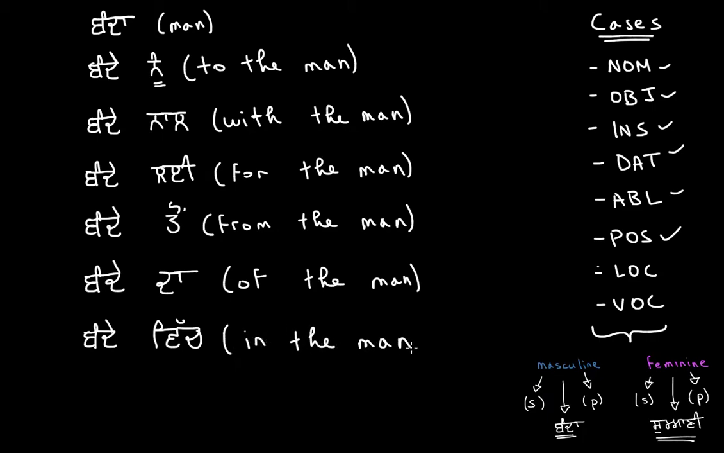In the man. You can kind of see that all of these are basically prepositions from English. There's a parallel here: the man, bande, to, with, for, from, of, in: nu, nal, layi, ton, da, vich. So there is a parallel. However, as you can see, man is flipped. In English, man comes at the end, while in Punjabi it comes in the front. That's why we're doing this, to understand this material.